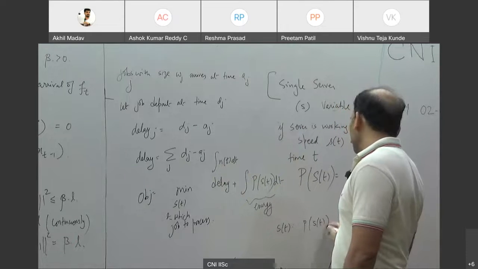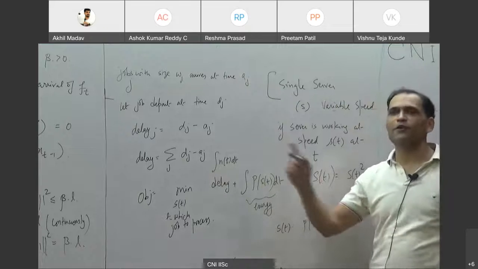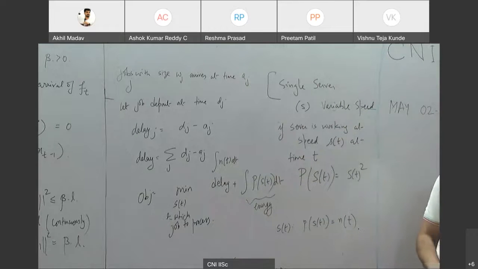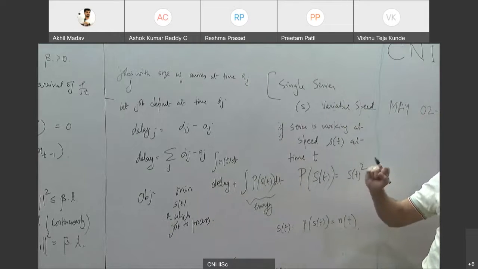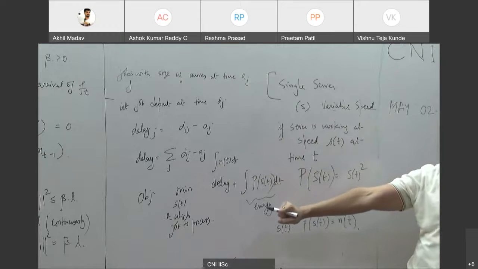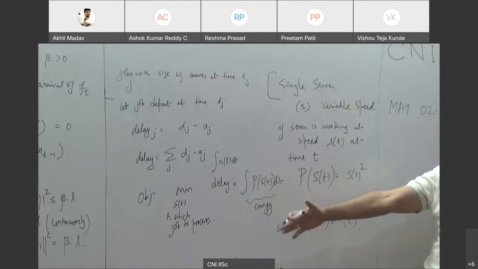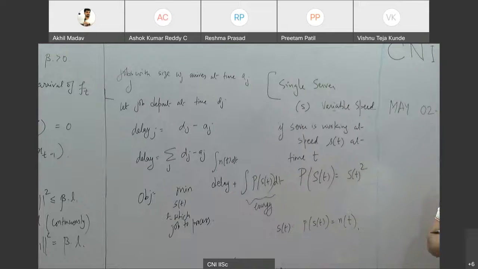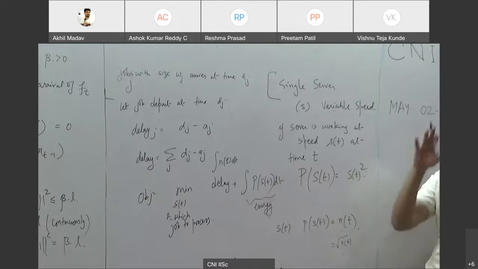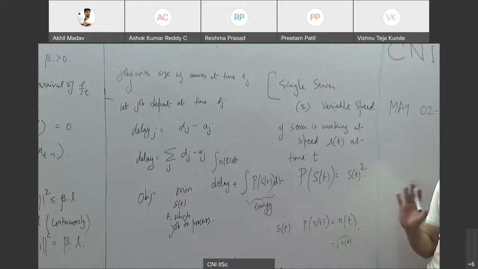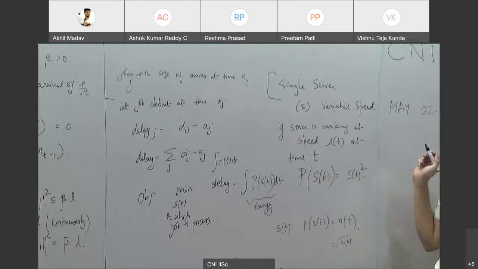The algorithm tries to choose s of t such that P of s of t is equal to n. That's my speed. As for which job to process, the job with the least remaining size. That's the algorithm which is the best one. So among all the outstanding jobs, pick the job which has the least remaining size, and for that, choose the speed given by this. So this will be square root of n of t for this particular P. If you have 10,000 outstanding jobs, square root of 10,000 is the speed at which you should work. More jobs, more speed; fewer jobs, less speed, but not linearly. It should depend on what P is.